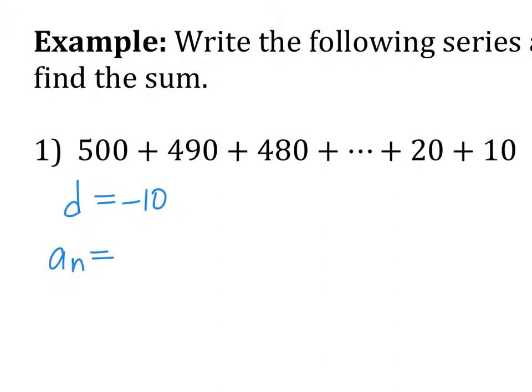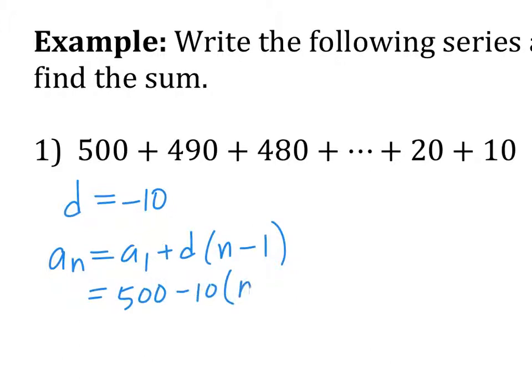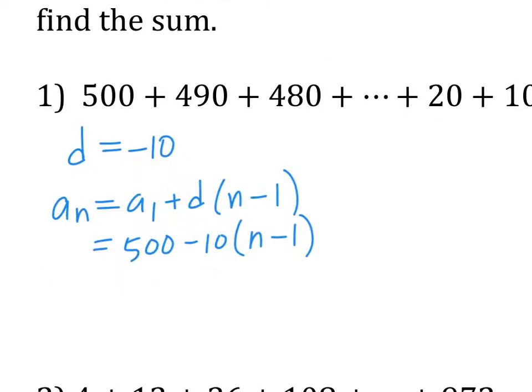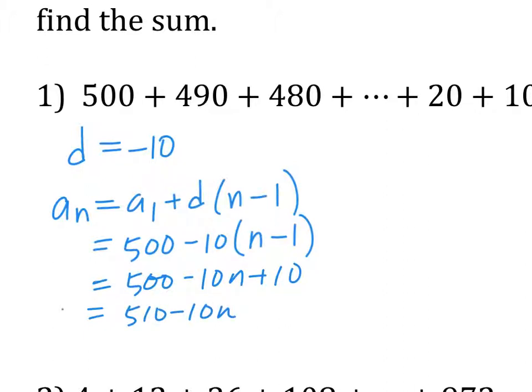So formula quiz is tomorrow. Make sure you memorize that. Explicit formula of arithmetic sequence. So that's going to be first number plus d times n minus 1. So 500 minus 10 times n minus 1. And you want to just clean it up. It's very awkward to write this whole thing out. So just multiply it all out. And this is going to be 510 minus 10n.